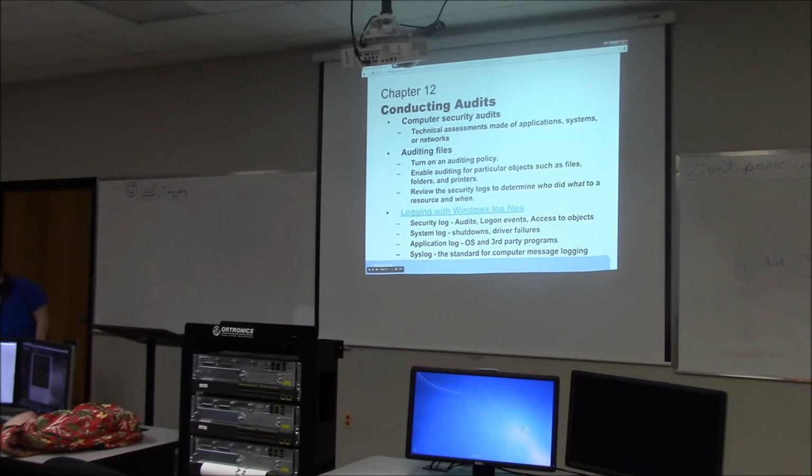So our security log gives us audit information, log on events, and who accessed different kinds of objects. Our system log may give us a shutdown message every time the system shuts down. When there's a blue screen, that's a really good place to go troubleshoot blue screen errors. And if a driver has failed, that might be helpful. The application log is going to be for the operating system stuff and any third-party programs that are installed.